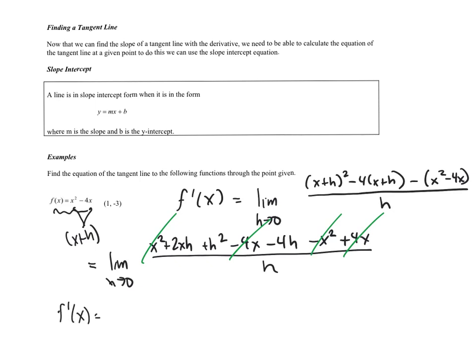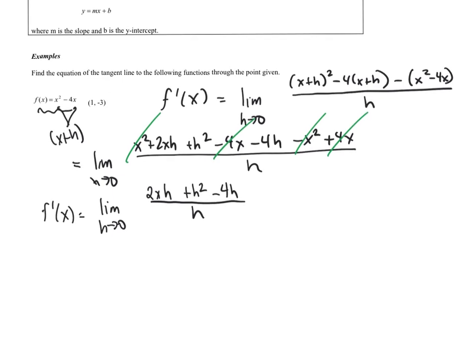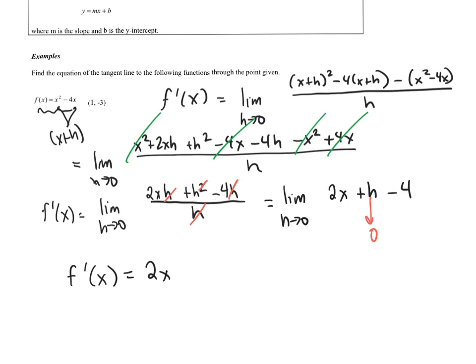So f prime of x is going to be the limit as h goes to 0 of 2xh plus h squared minus 4h all over h. Hopefully you're starting to see a pattern though, because the pattern says, well, they're all going to have an h, so the h's are going to cancel out with a lot of them. So this is going to end up being the limit as h goes to 0 of 2x plus h minus 4. Well, now if we plug in 0 for h, we are just left with 2x minus 4. So f prime of x is 2x minus 4.